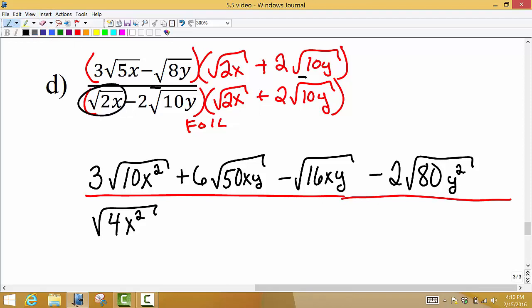Now we're going to do outer times outer. So that's a positive times a positive, so we get a positive. The only thing that's outside of the radicals is 2. And then we need to multiply by square root of 2x, square root of 10y, so that's 2 times 10, which is 20, and then x times y, so that's xy.